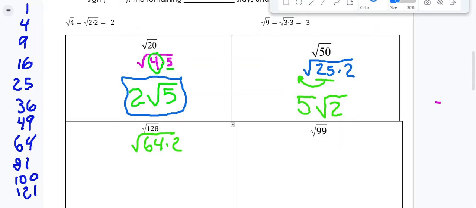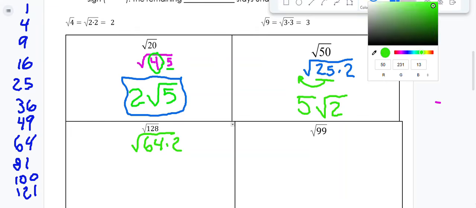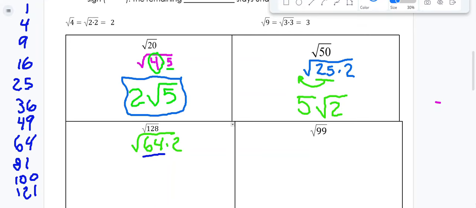So I'm going to rewrite this as 64 times 2. And then now I can pull out my perfect square. I'm going to pull out this perfect square of 64 and pull that outside the radical. So the square root of 64 is 8. So that's going to come out as 8. And this 2, I don't know the square root of, so that just stays square root 2.